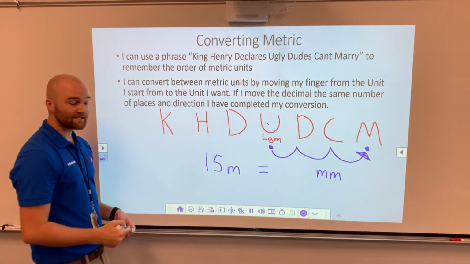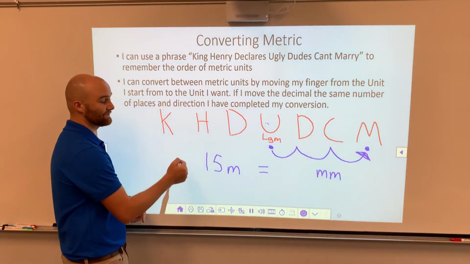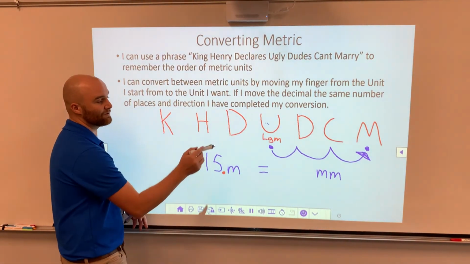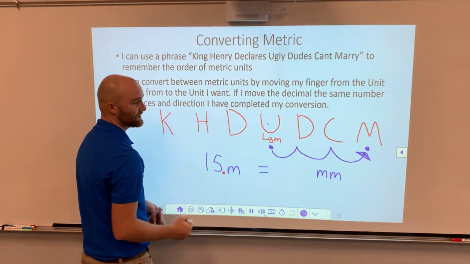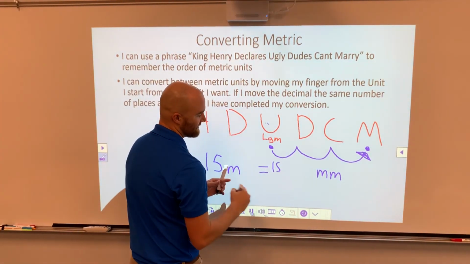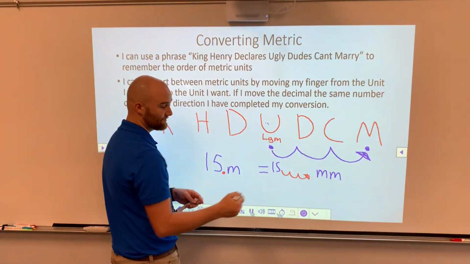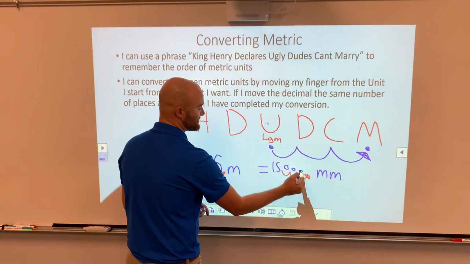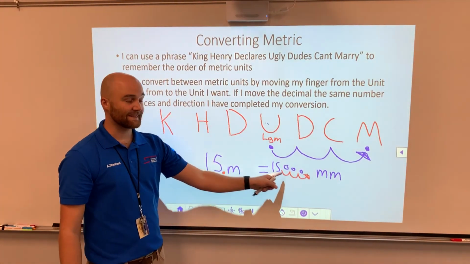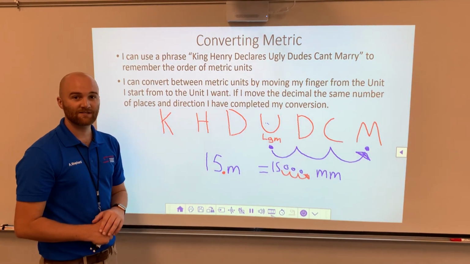So I'll find where the decimal is hiding. Sometimes the decimal is already in the number and you don't have to add any. But if there's no decimal in the number, you put it right at the end. I'm gonna move it 3 jumps, 1, 2, 3 to the right. So now I've got 1, 5, then I moved it 1, 2, 3 jumps, and I have to fill in the zeros there. 1, 5, 0, 0, 0. 15 meters is the same thing as 15,000 millimeters.